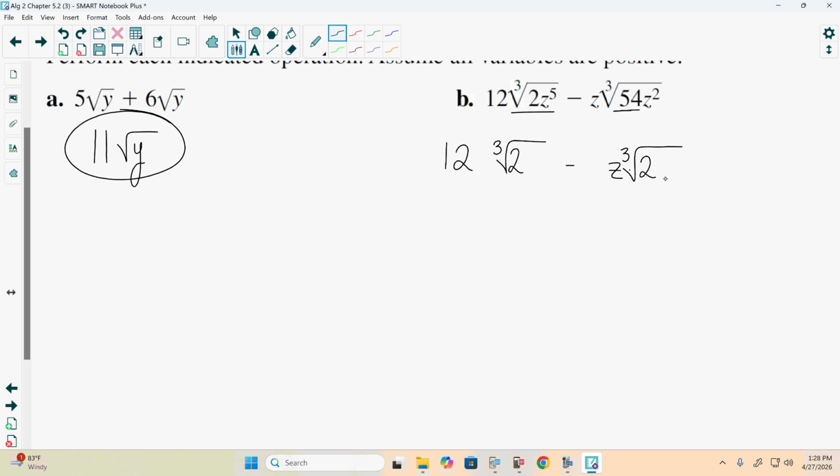Which means there's a good chance I can rewrite 54 so that a perfect cube is going to come out, and I'm going to be left with a 2, yes? Can I take the cubed root of z squared? Well, no, so that means that the z squared is going to have to stay in here. Which also means I should be able to rewrite z to the 5th so that I have z squared left inside and something's going to come out. How many groups of 3 z's, or how many times can I take 3 out of 5? Once.